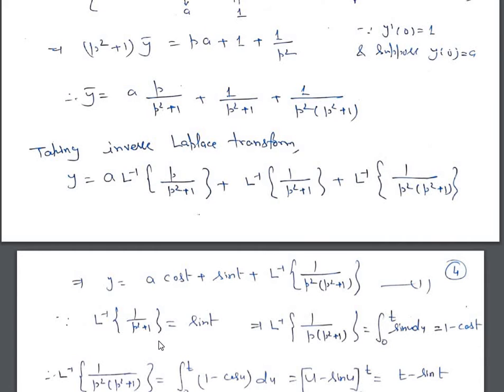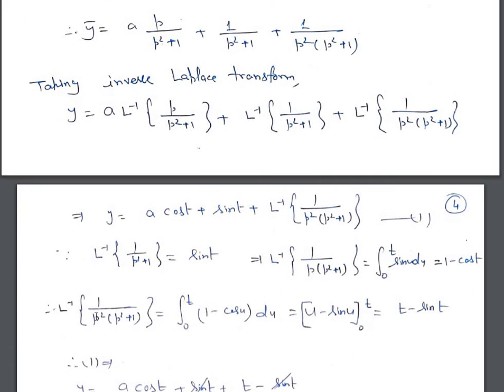Now L inverse of 1 upon p square plus 1 is equal to sine of t. So therefore we divide it by p. So L inverse of 1 upon p into p square plus 1 is integral 0 to t sine of u du, which is 1 minus cos t. So therefore again dividing by p, we have L inverse of 1 upon p square into p square plus 1 is equal to integral 0 to t 1 minus cos u du. Integration of 1 is u, integration of cos u is sine u. Put the limit 0 to t, so we have t minus sine t.